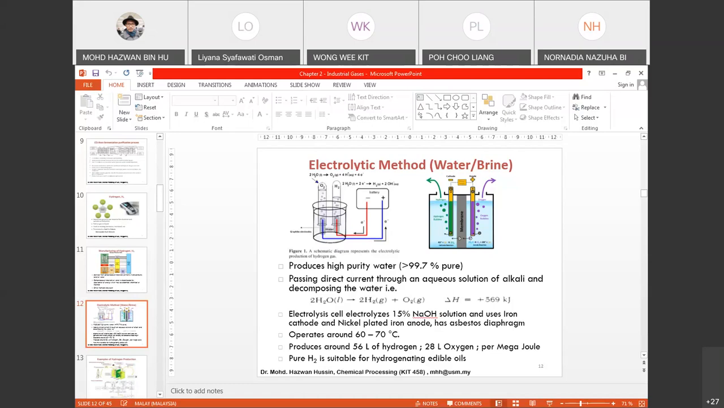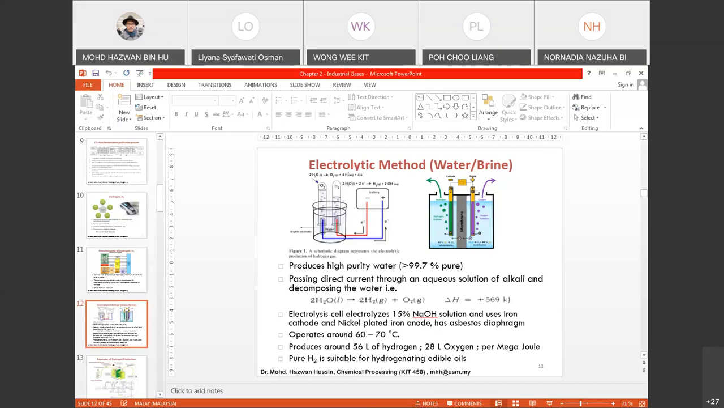The electrolysis cell electrolyzes 15% sodium hydroxide solution and uses an iron cathode and a nickel plated iron anode, and has an asbestos diaphragm as a separator. The condition normally operates at around 60 to 70 degrees C and it produces around 59 liters of hydrogen, 28 liters of oxygen per megajoule.